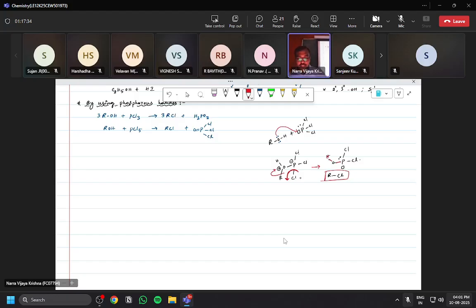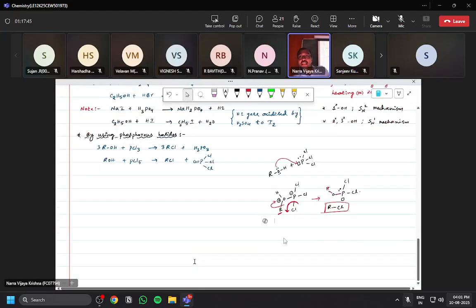Is there any possibility to form carbocation here or not? When this is gone, you get positive charge, carbocation is possible or not, right? So reaction, can I say, may proceed via SN1 mechanism. In case in place of OH, I am getting chlorine. So reaction may proceed via SN1.